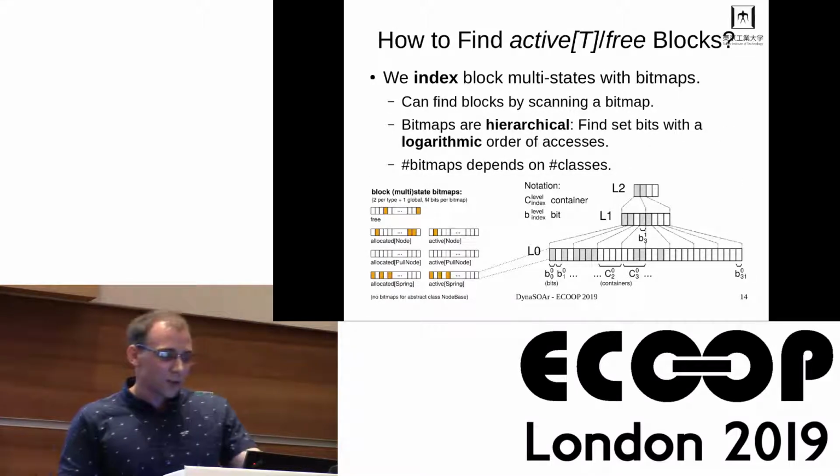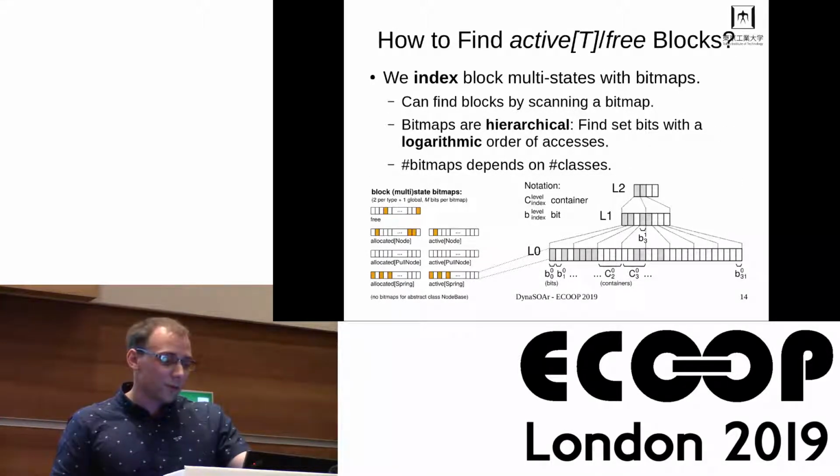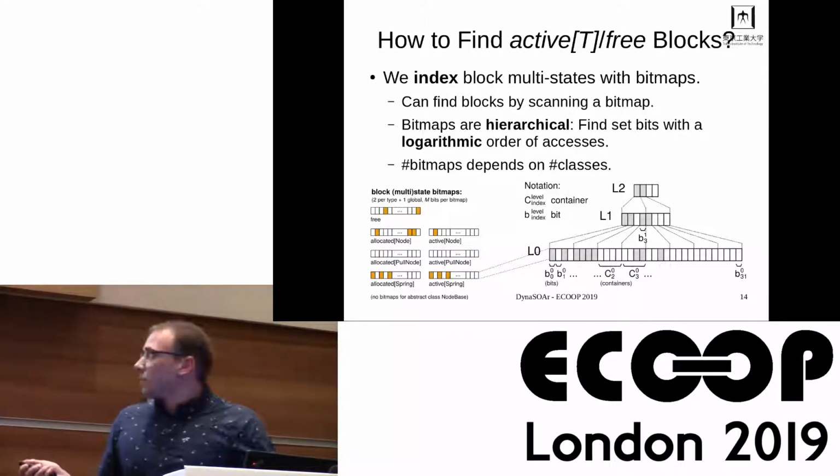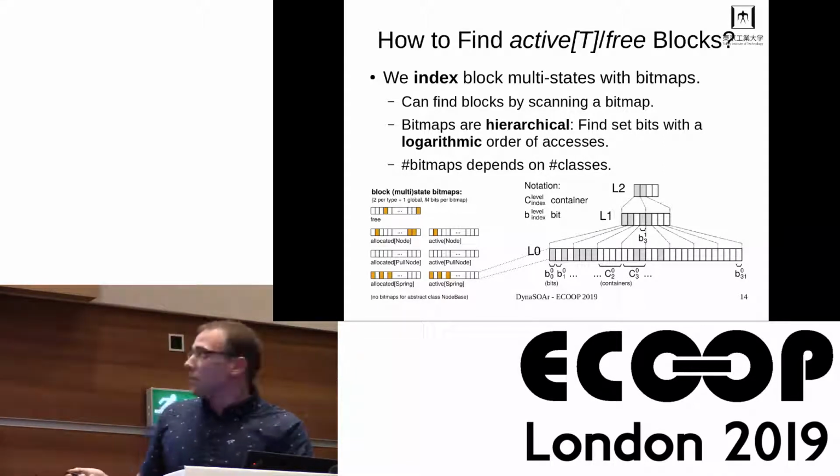For example, if we want to allocate a new object of type Spring, we can take a look at this bitmap here. And in this bitmap, active Spring, we have 1 bit for every block. And that bit is set to 1 if this block is active and of type Spring. So we can just scan this bitmap here. Now the problem is this bitmap can get pretty large. It can become multiple megabytes in size.